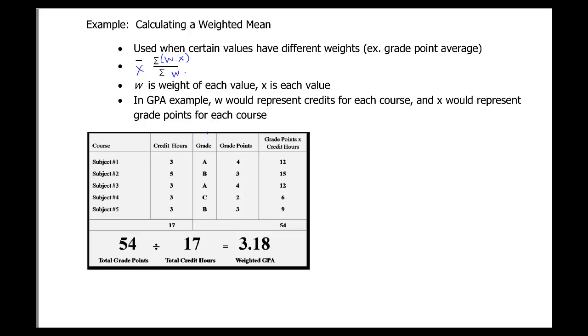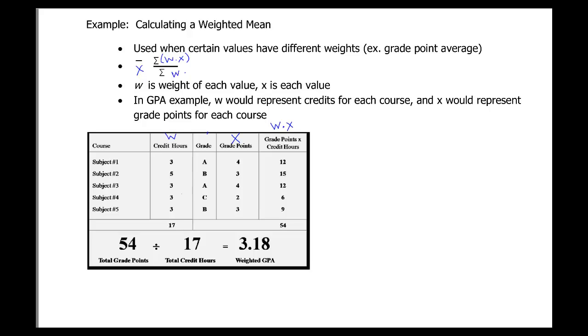W is the weight of each value. In this case, in GPA, the weight of a grade would be equivalent to the credits, or number of credits a class is. So I'm going to put W over credit hours. X is the value, and that would be the grade points. Grade points correspond to the grade that you earned in a class. So grade points times credit hours would be W times X. So I'll put that above that column.